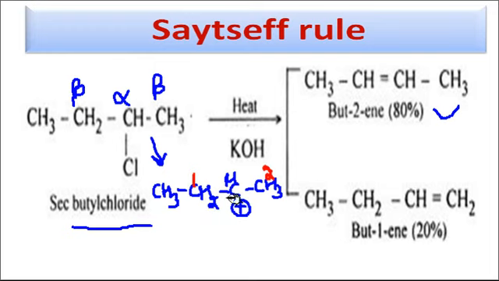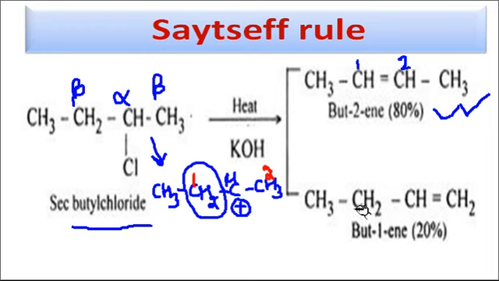Because if hydrogen is eliminated from this carbon atom, this results in the formation of the 2-butene, in which the doubly bonded carbon atoms have the less number of hydrogen and more number of substituent groups. Look at here, these are the doubly bonded carbon atoms, in which carbon atom number 1 has 1 methyl group and 1 hydrogen. Similarly, carbon atom number 2 also has 1 hydrogen and 1 methyl group. So total 4 substituent groups are there, 2 hydrogen and 2 methyl groups.